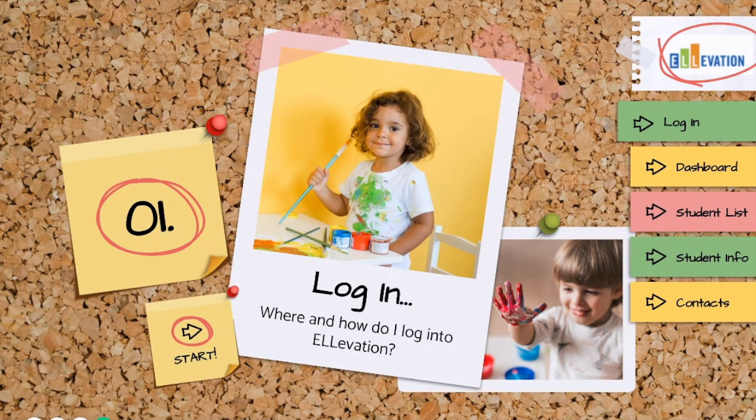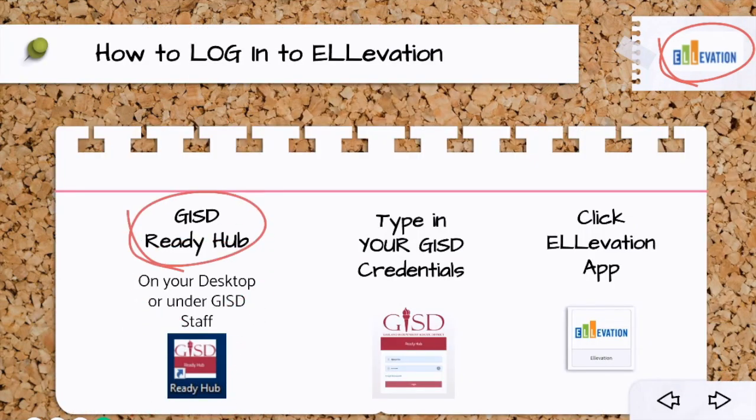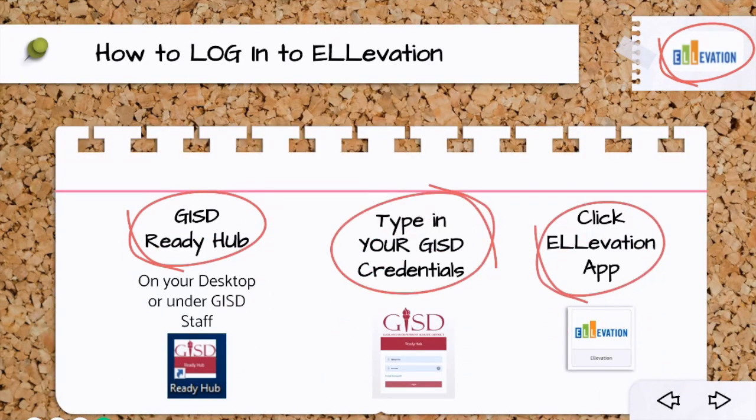Where and how do I log into ELLevation? It takes 3 simple steps. Step 1, on your desktop or under GISD staff, click on the ReadyHub application. Step 2, the new window will pop up asking you to type in your GISD credentials. These credentials are the same that you use every morning or afternoon to log into your computer. Your same login and the same password for GISD.